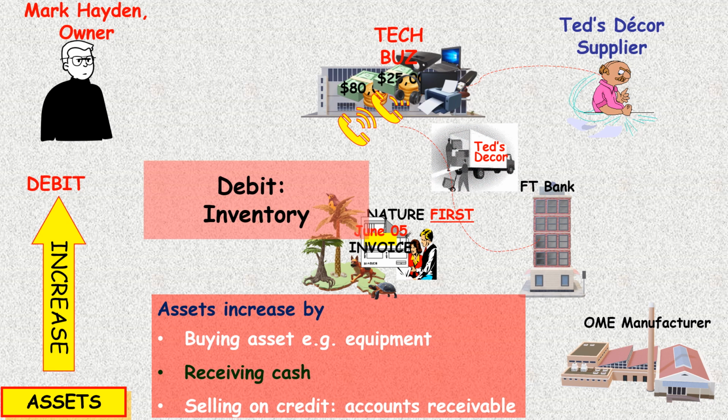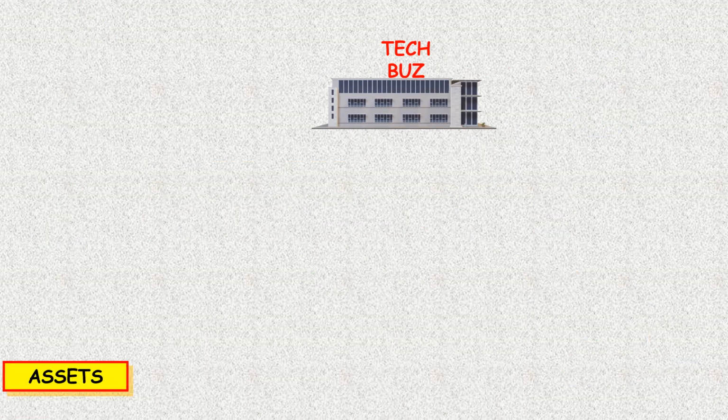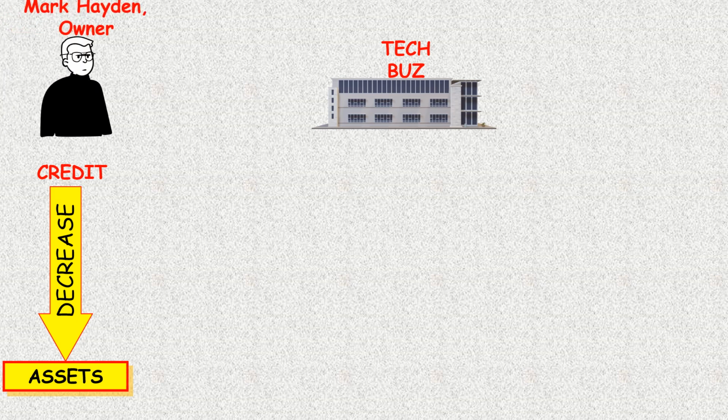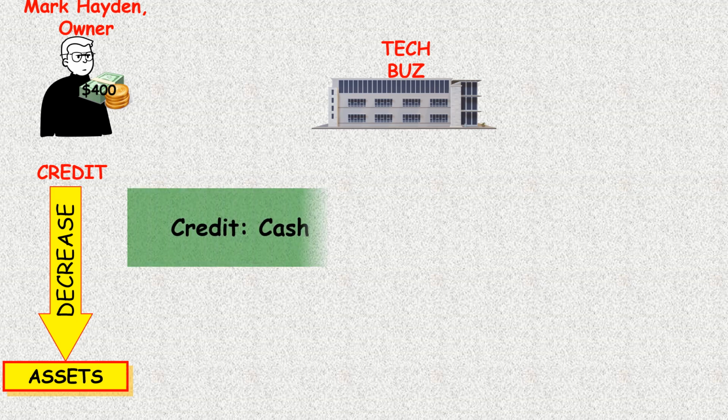Let's look at an example where assets decrease. So an asset decrease, as we all know, is going to be credit. So here's an example. Mark is the owner who gave the business money. And now he is taking some money out for personal use. So when he takes cash out of the business, cash decreases in the business, which is an asset. We will say credit cash.